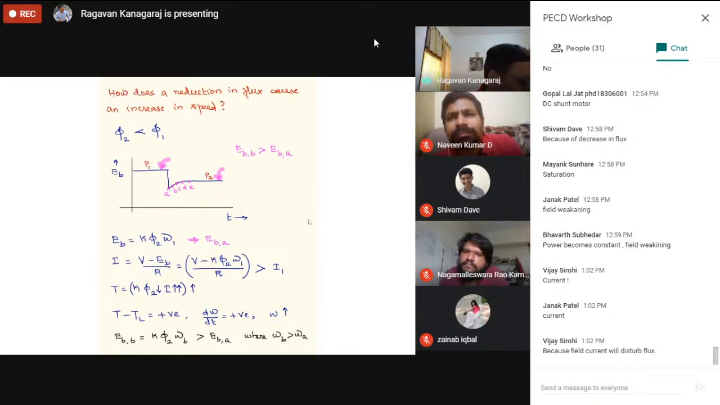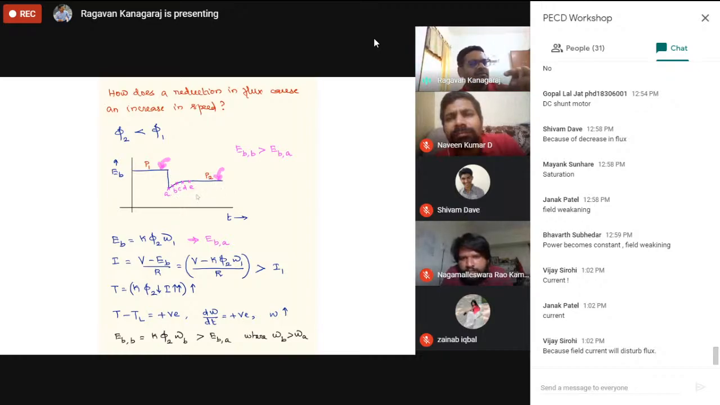So I gave a little bit of introduction. It is for the people who are not able to follow why a reduction in flux causes an increase in speed. Okay. Now, operating point. This P1 corresponds to operating point P1 and operating point 2. Now, I want to go beyond base speed, so I'm trying to reduce the flux from the rated value. So the flux is reduced from phi 1 to phi 2. Okay. So in the steady state, it will come to the point 2.